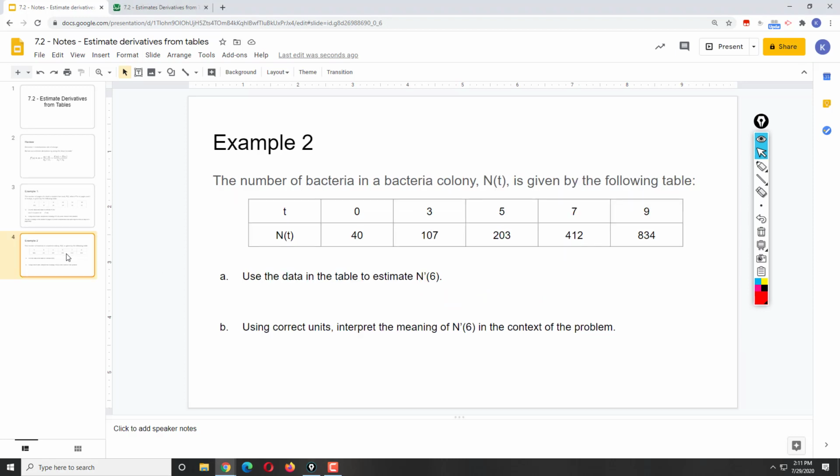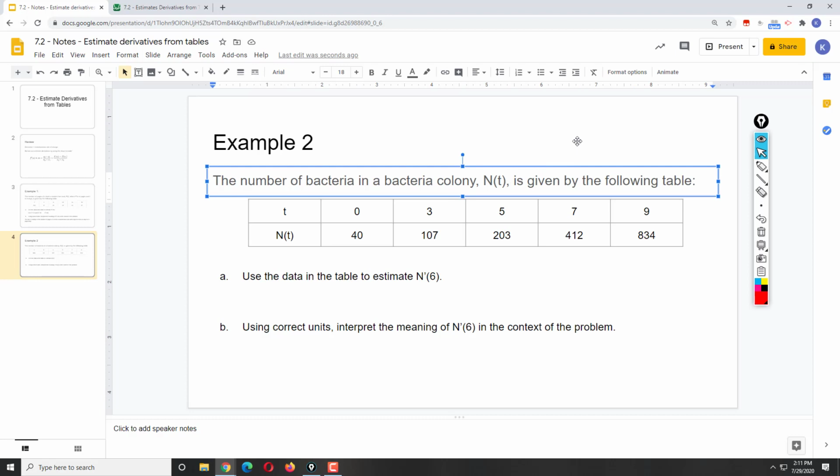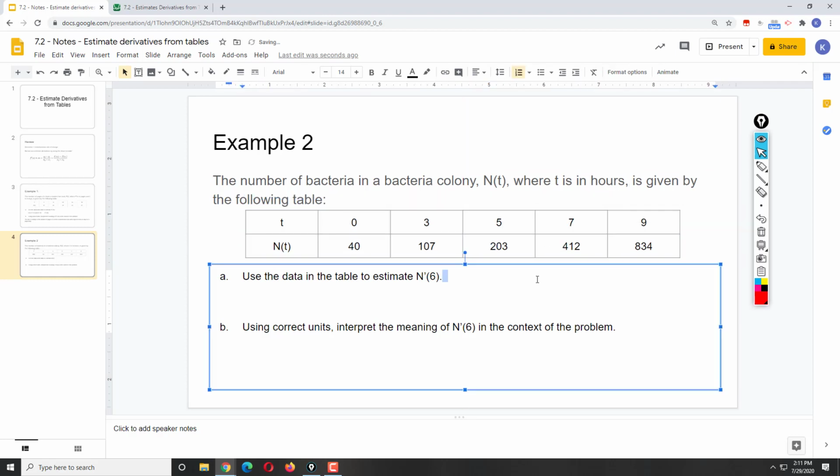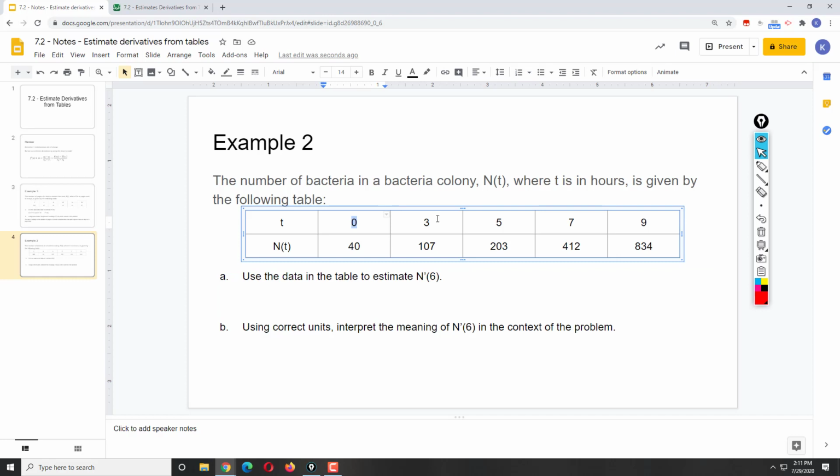One more example, example 2. The number of bacteria in a bacteria colony, N of t, where t is in hours, is given by the following table. Part A says use the data in the table to estimate N prime of 6. t comes in 0, 3, 5, 7, 9. To estimate when t equals 6, I'm going to use the 2 points at t equals 5 and t equals 7.